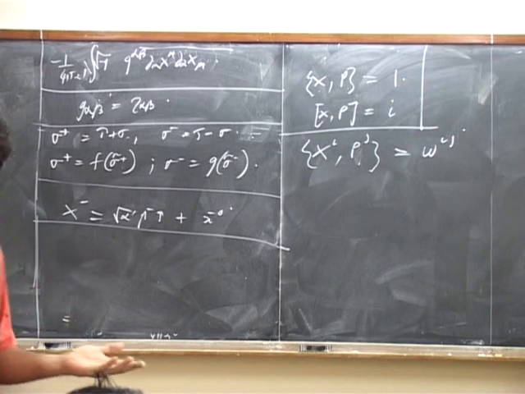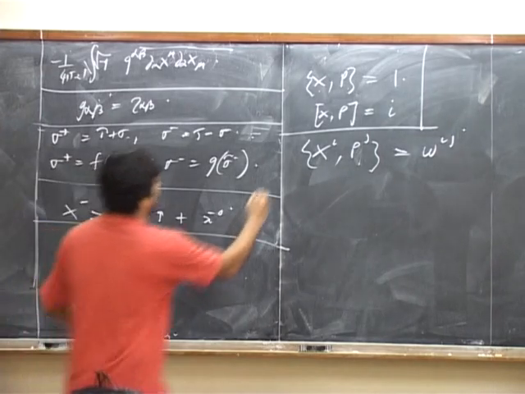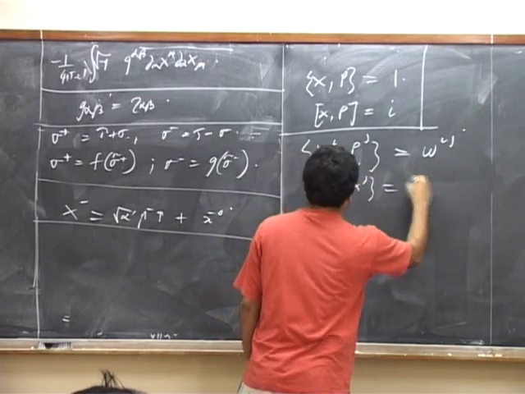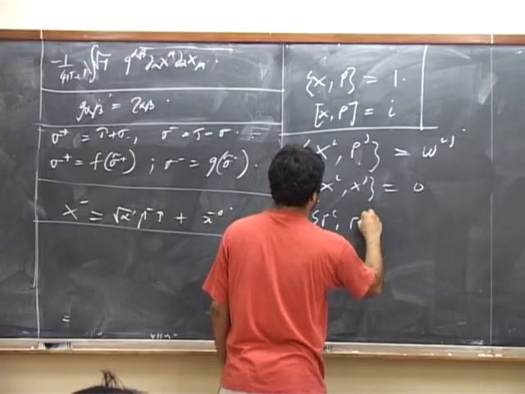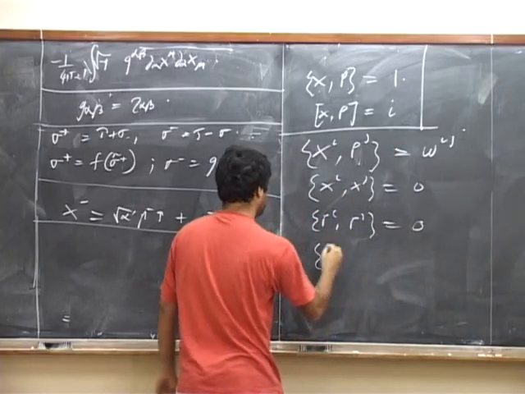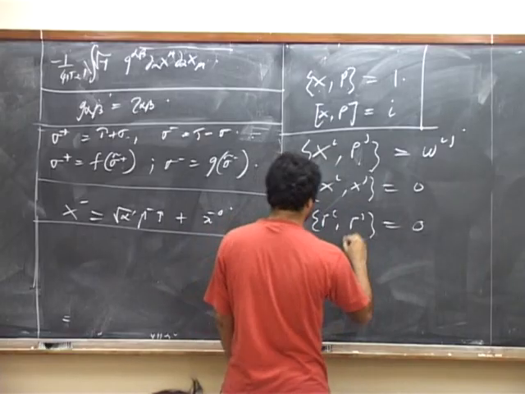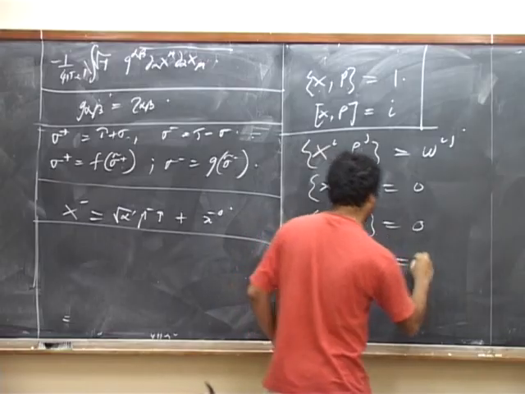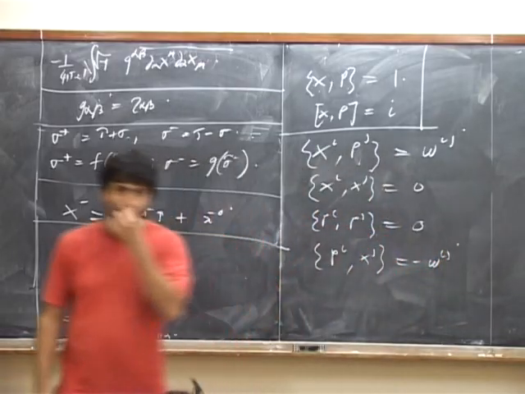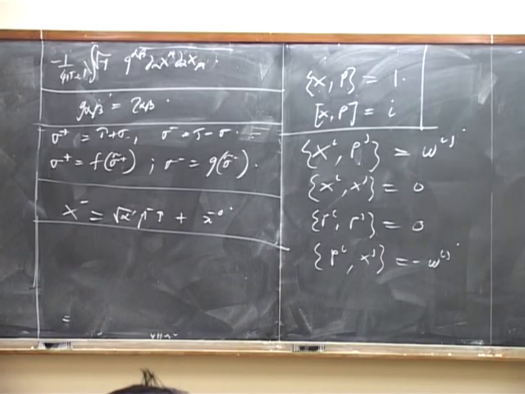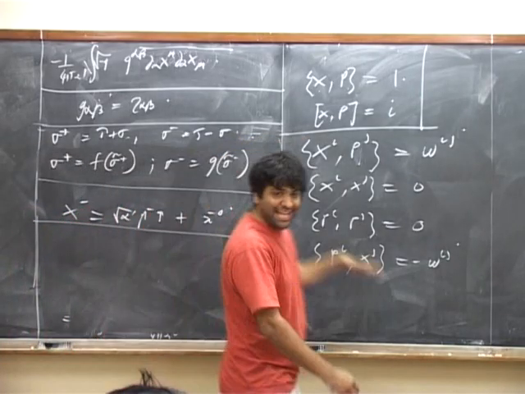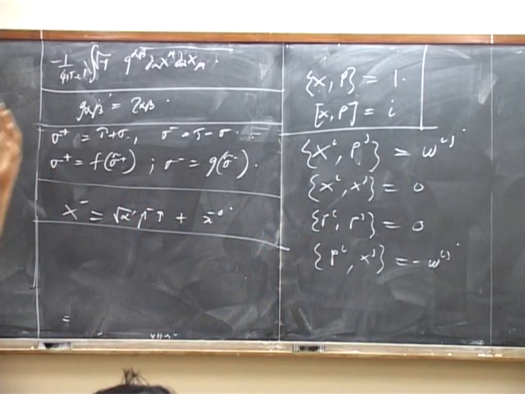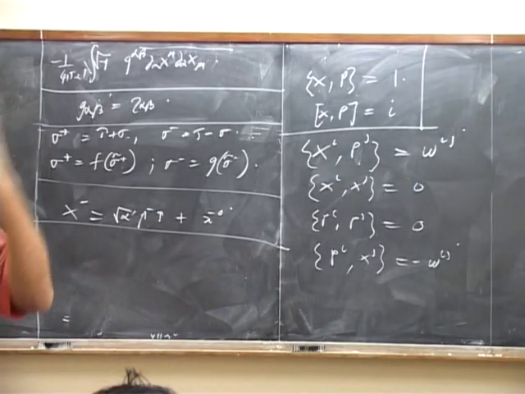Is delta ij, and we also have... okay. So if we had a system of n x's and n p's, we've got a matrix, this omega matrix, which is 2n cross 2n dimensional, and it's an antisymmetric matrix.